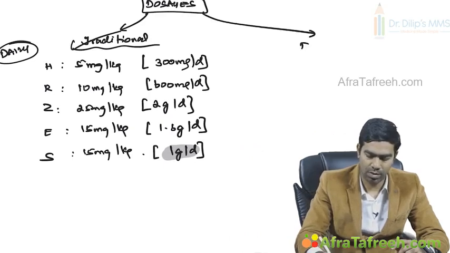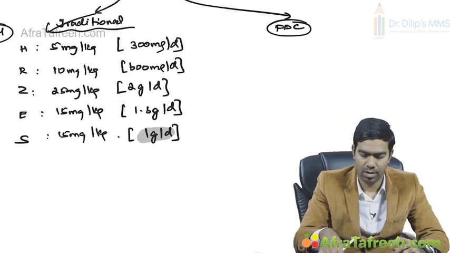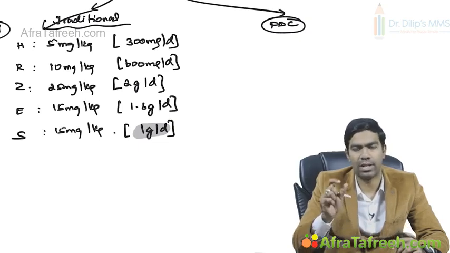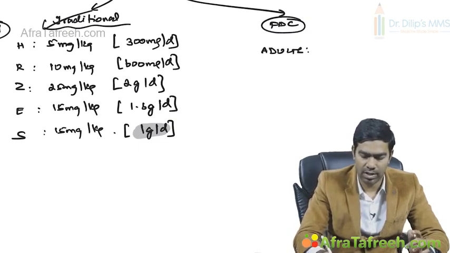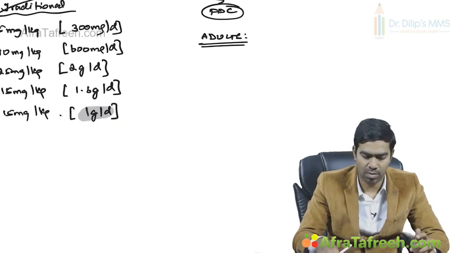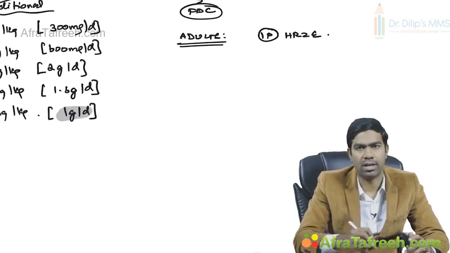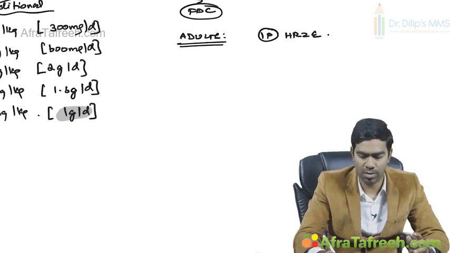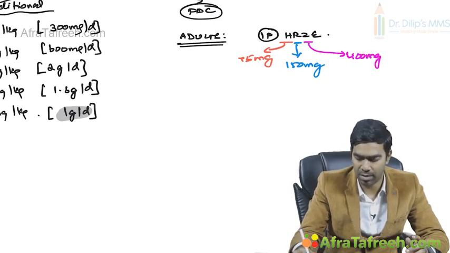But currently we are going to follow FDCs, that is fixed dose combinations. What do you mean by fixed dose combination? We are going to have a tablet that contains a fixed dose combination, in adults as well as in children. Let us see first in adults what FDCs are followed. Remember, for the intensive phase you are going to give H, R, Z, and E, and this has a fixed combination: H will be 75 milligram in a particular tablet, R will be 150 milligram rifampicin in a particular FDC tablet, and Z will be approximately 400 milligram in a particular FDC tablet.